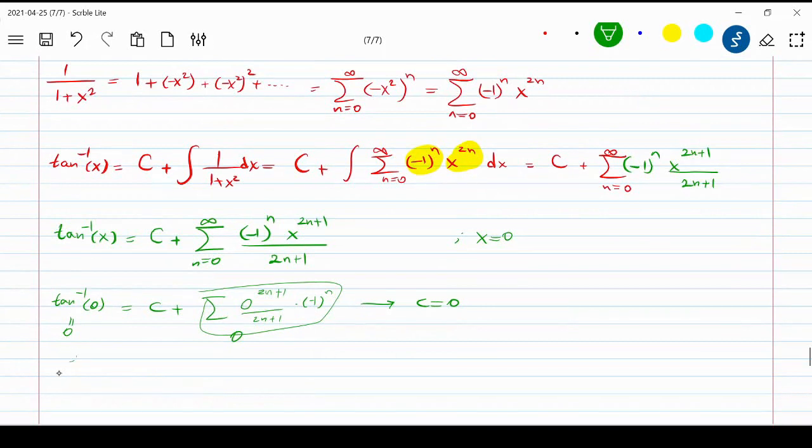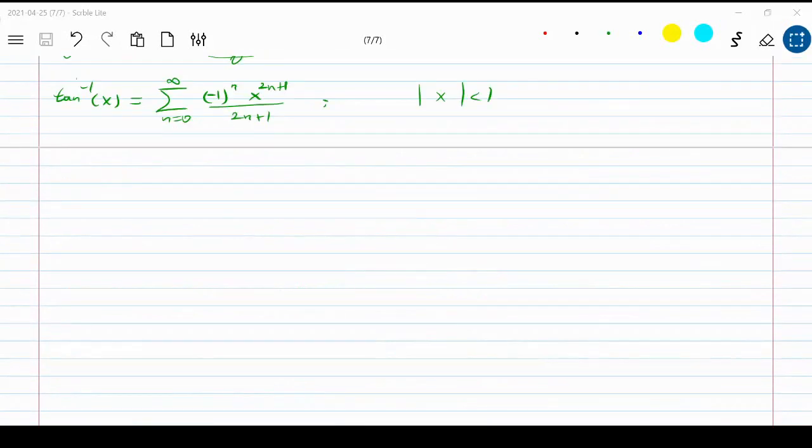So I can say, okay, tan inverse of x is exactly the same as summation n from 0 to infinity, (-1)^n x^(2n+1) divided by (2n+1). And it is convergent if negative x squared is less than 1, or you can simply say |x| is less than 1. Okay, so this is the first part of the question.